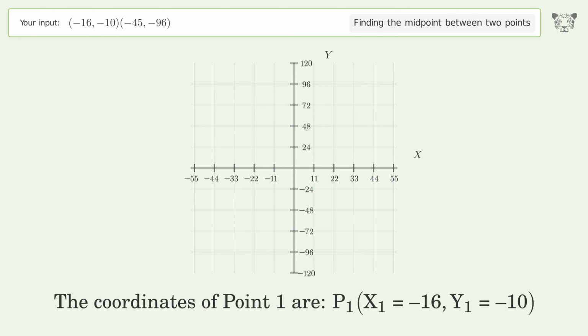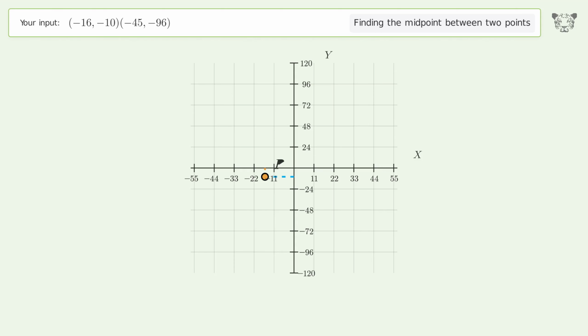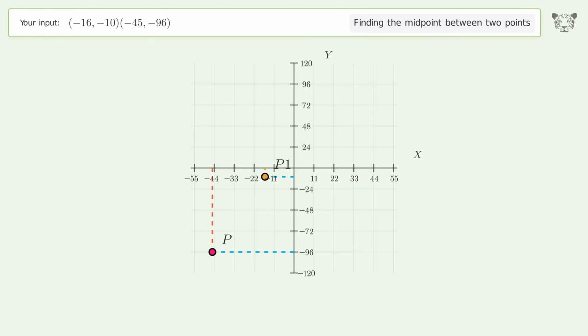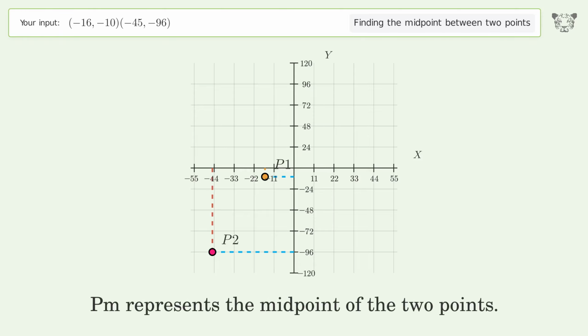The coordinates of point 1 are, x1 equals negative 16, y1 equals negative 10. The coordinates of point 2 are, x2 equals negative 45, y2 equals negative 96. PM represents the midpoint of the 2 points.